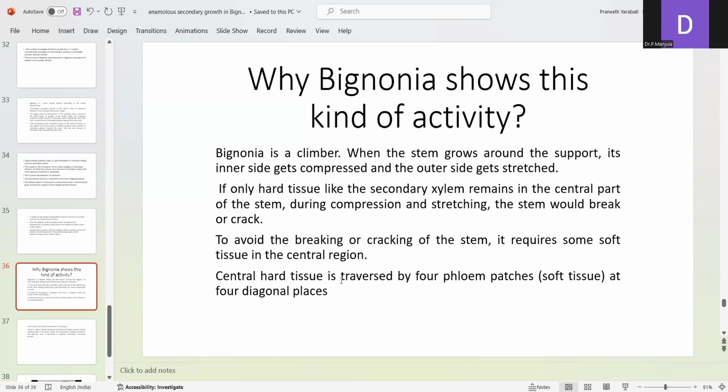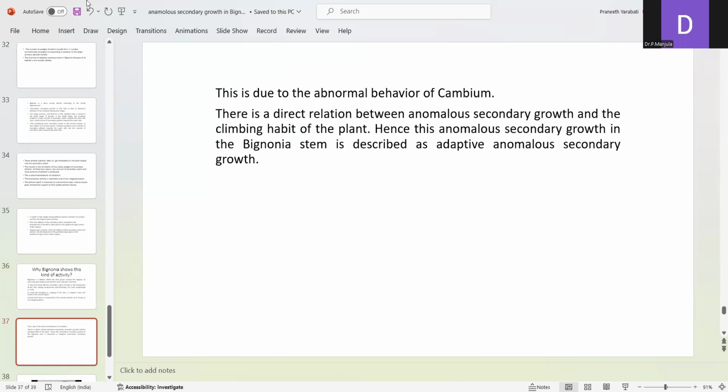The central hard tissue is traversed by 4 phloem patches, which are soft tissue at the 4 diagonal places, due to which it cannot easily break. This is due to the abnormal behavior of the cambium. So there is a direct relation between the anomalous secondary growth and the climbing habit of the plant. Hence, this anomalous secondary growth in the Bignonia stem is described as adaptive anomalous secondary growth.